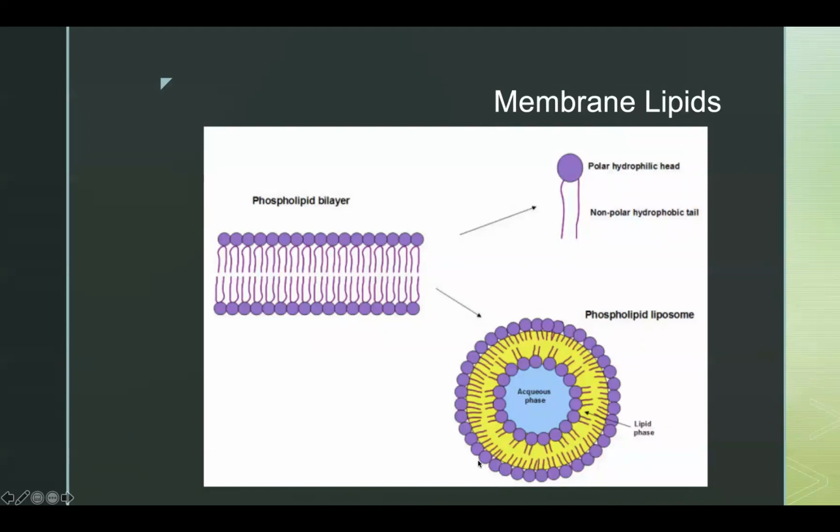So these polar heads are going to be facing our aqueous environments, meaning it's a liquid, where we've got these hydrophobic tails embedded on the inside of that bilayer and not coming in contact with water. What questions do we have about this structure? Any questions?